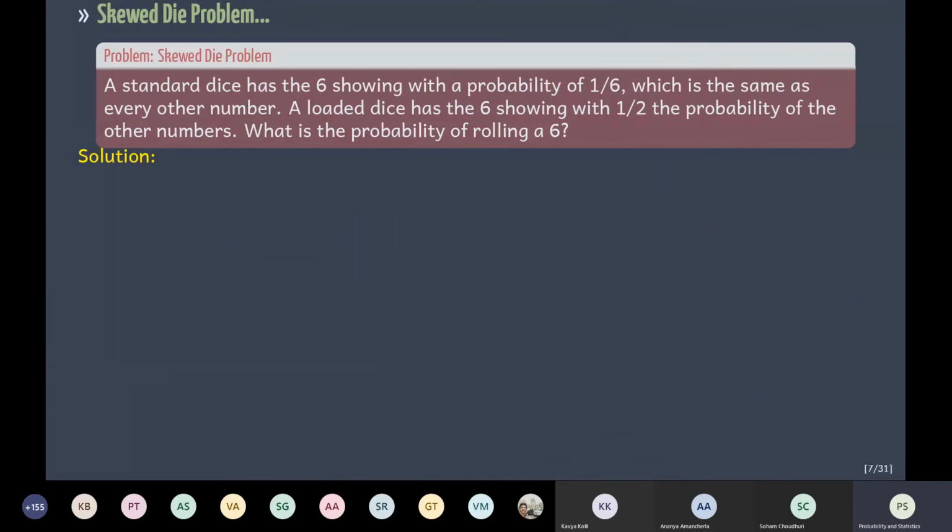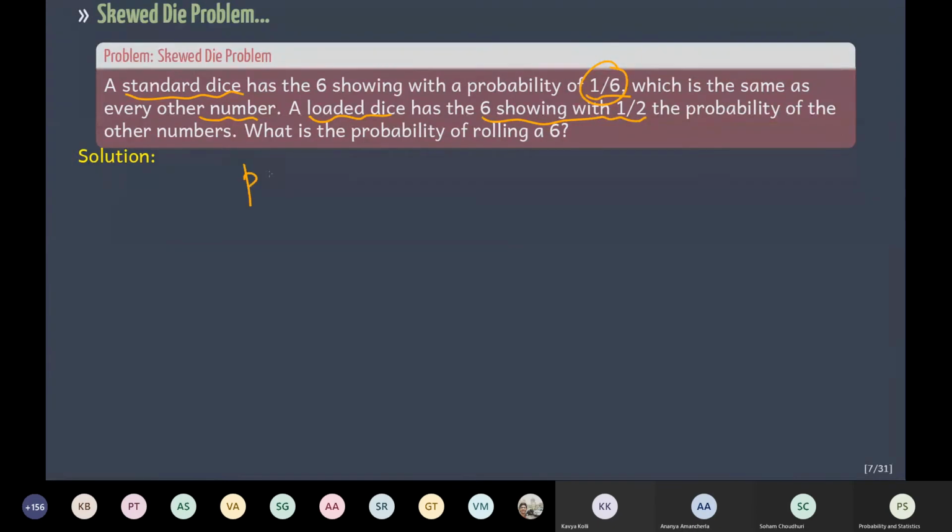These are some miscellaneous problems, not just Bayes theorem, but also in general about probability. So let us see this problem. A standard die has 6 showing with a probability of 1/6, which is the same as every other number. But let us consider a skewed die. A loaded or skewed die has 6 showing with half the probability of other numbers.